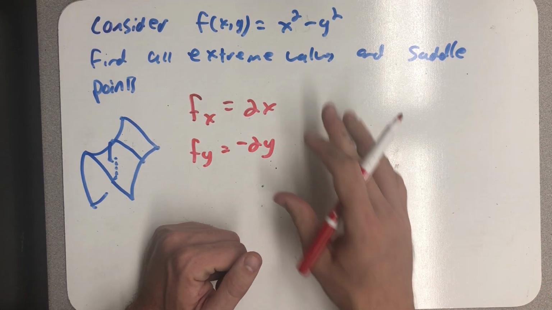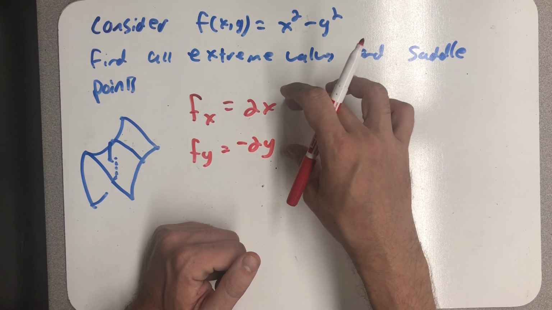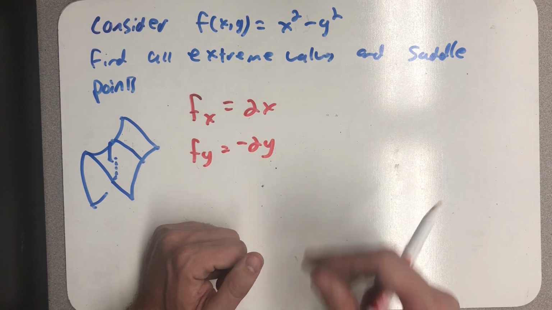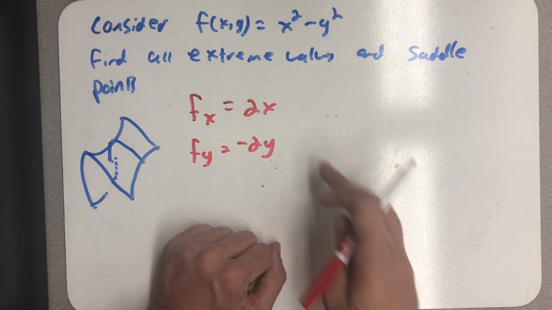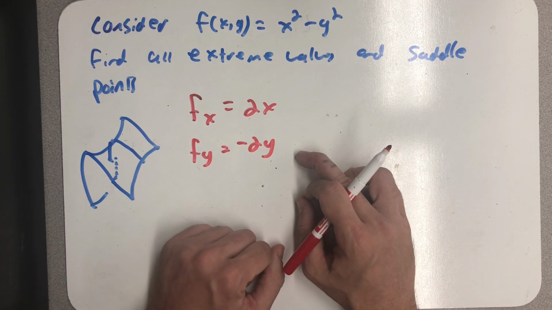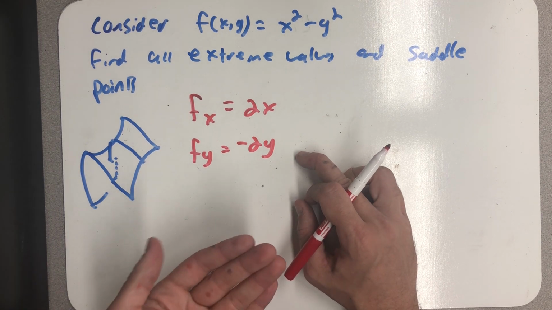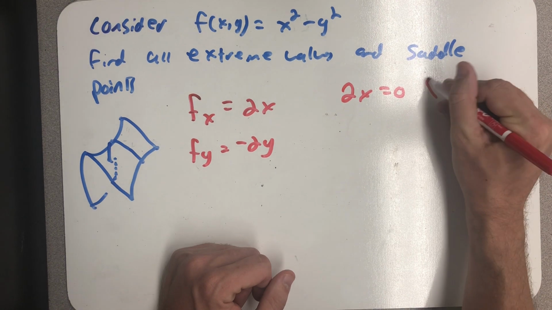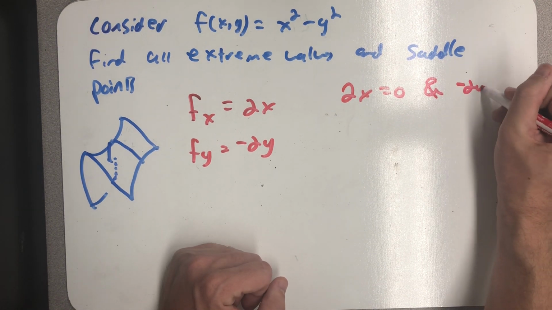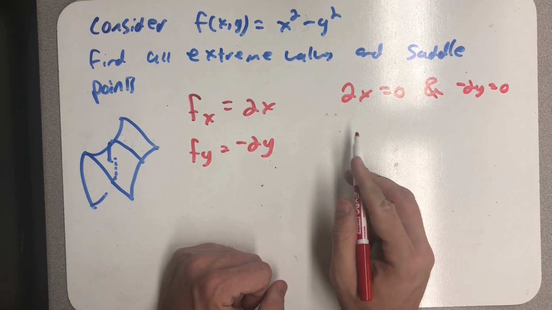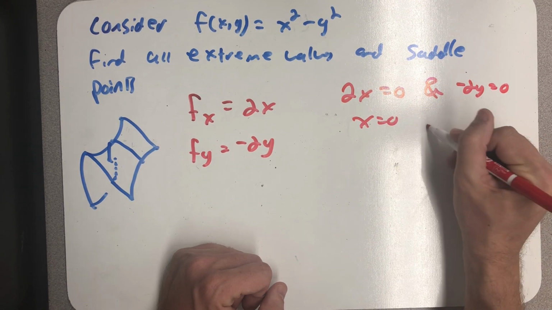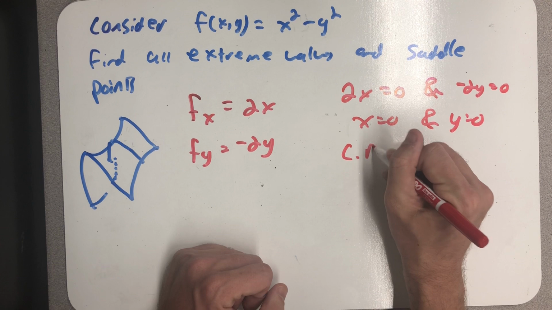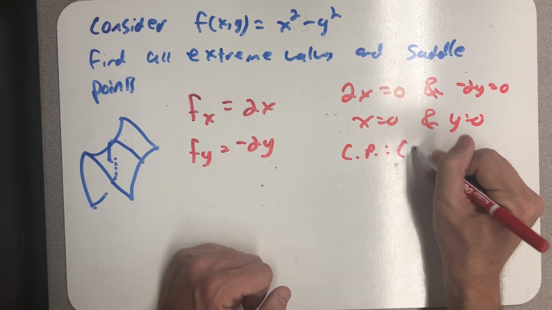I'll need to find any critical points, which either means both of my first order partials are equal to 0, or one or both of them doesn't exist. These are both polynomial expressions, so I know the only critical point I will have is where they're both equal to 0. So I need 2x to be equal to 0, and I need minus 2y to be equal to 0, which means x is 0 and y is 0. So my only critical point is at the origin.